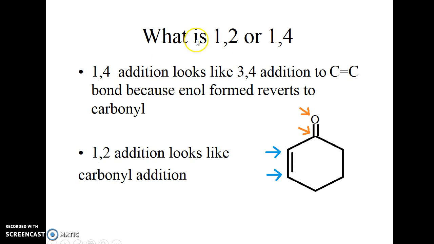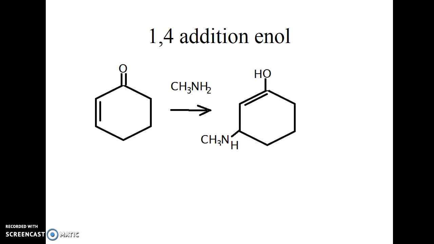When you have 1,4 addition, it actually adds here and here, but what ends up happening, a rearrangement occurs, so it looks like it really was 3,4 addition. 1,2 addition essentially is just addition across the carbonyl. So here's a 1,4 addition.